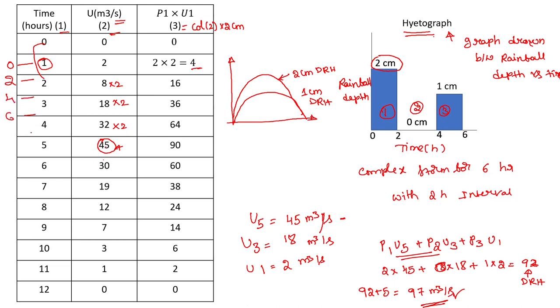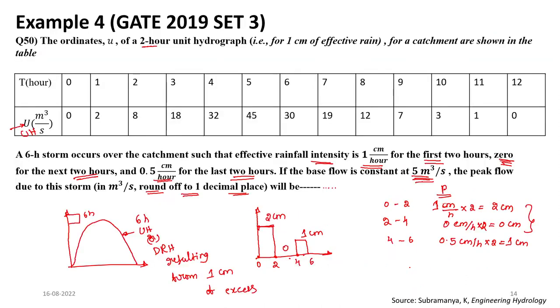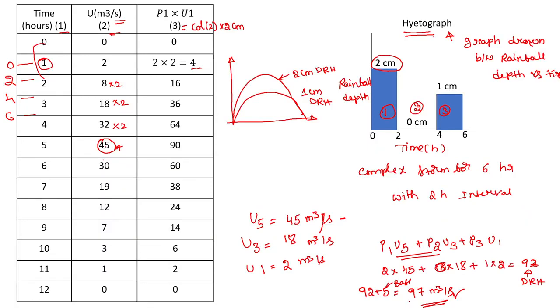Sir, why is plus 5 added? Yeah, so this 5 is for the base flow. In this question they have asked you to calculate the stream flow hydrograph. Otherwise, if they ask you to calculate only DRH, then it could be 92. But they ask you to calculate the stream flow hydrograph, so you will add 5. That will be 97.